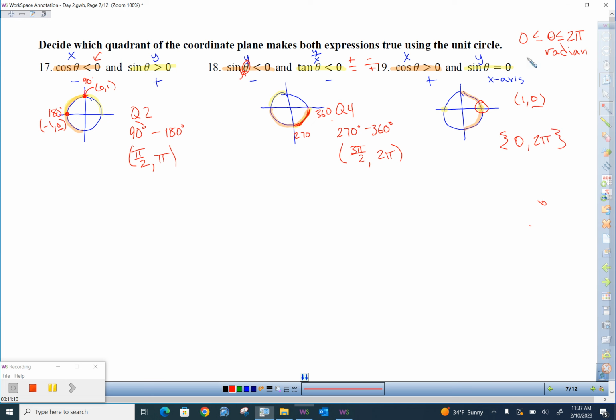The reason we're restricting it like that is because I could go 4 pi or 6 pi or 8 pi on forever and ever. Same thing with these quadrants. I could add 360 to both sides continuously. We're not going to do that because there's an infinite amount of answers, and we will get to writing those types of formulas down the road.